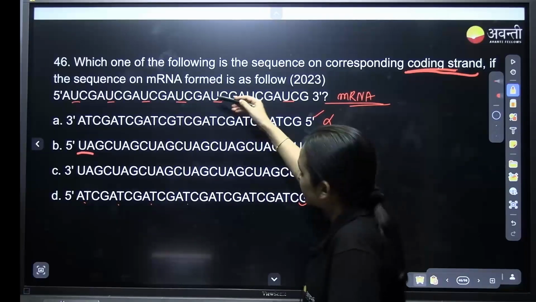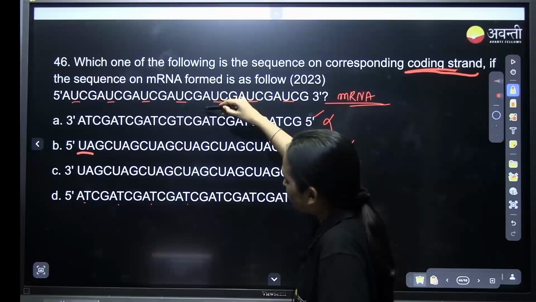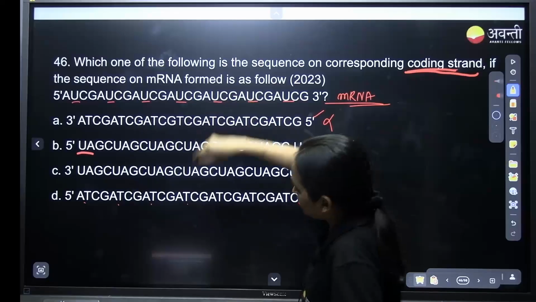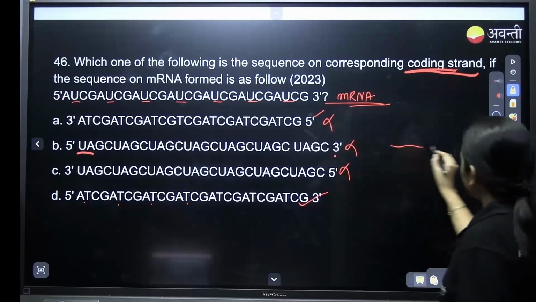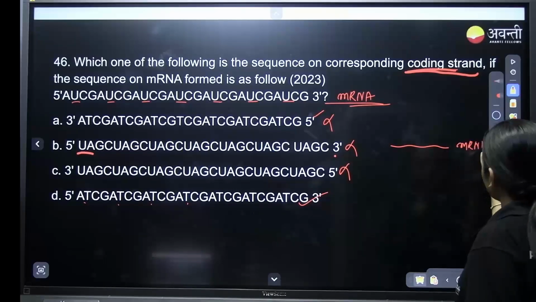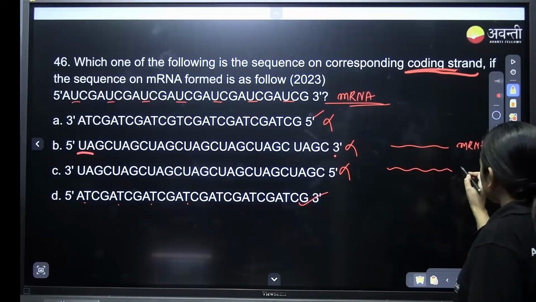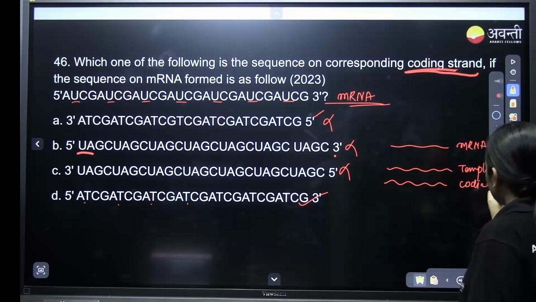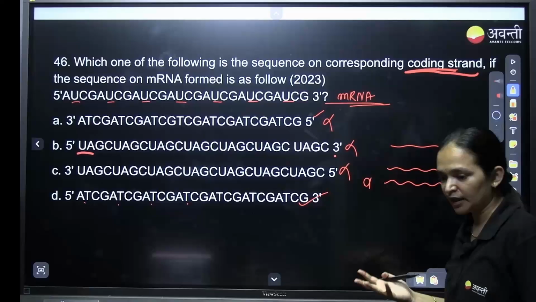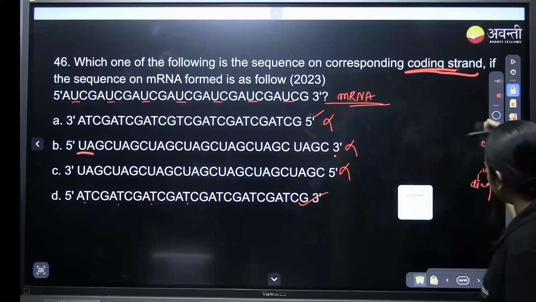Don't convert this. See, if you have to find the coding strand, don't sit there and convert it into the template strand. Don't sit and first find the template and then its complementary coding strand, when the mRNA is already given. Don't do this at all. Why are you wasting time? I'll tell you why.